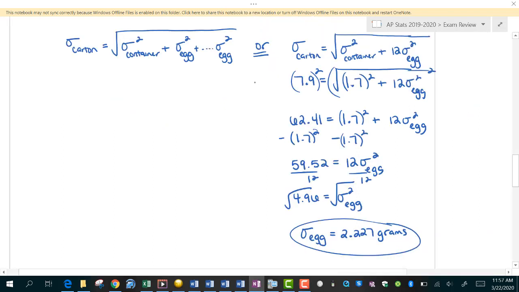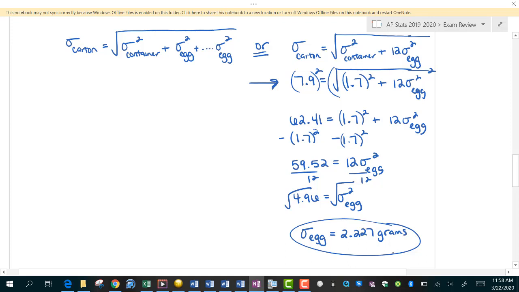Okay, so if you look back to this step right here, I knew that the standard deviation of the entire carton was 7.9, and then the standard deviation of the container itself was 1.7. So I substituted those values both in. I then squared both sides to get rid of the square root to get 62.41 equals 1.7 squared plus 12 times the variance of egg. I then subtracted 1.7 squared from both sides, divided by 12, and then took the square root to actually get the standard deviation of 2.227 grams.